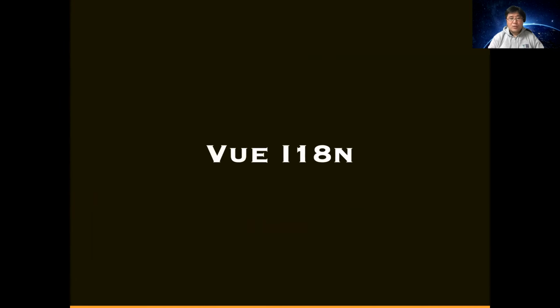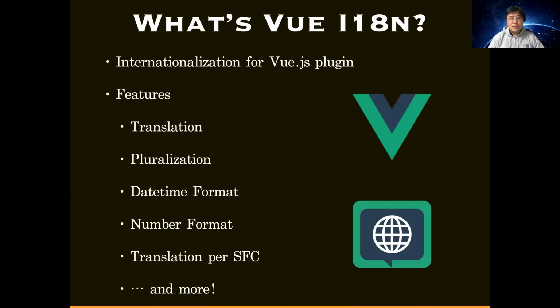Now, let's talk about Vue I18n. Some of you may be new to Vue I18n, so I'll quickly introduce it to you. Vue I18n is an internationalization plugin for Vue.js. There are some features in Vue I18n: translation, pluralization, datetime formatting, number formatting, translation in single file components, and more.